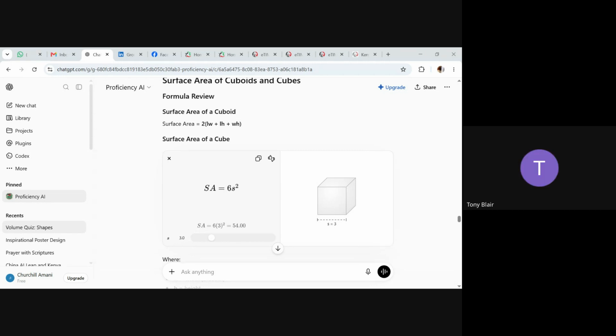So Churchill, the one you are explaining here, 2 into L times L plus L times H in bracket plus L times H, that is for cuboid. Yes, that is for cuboid. Okay.